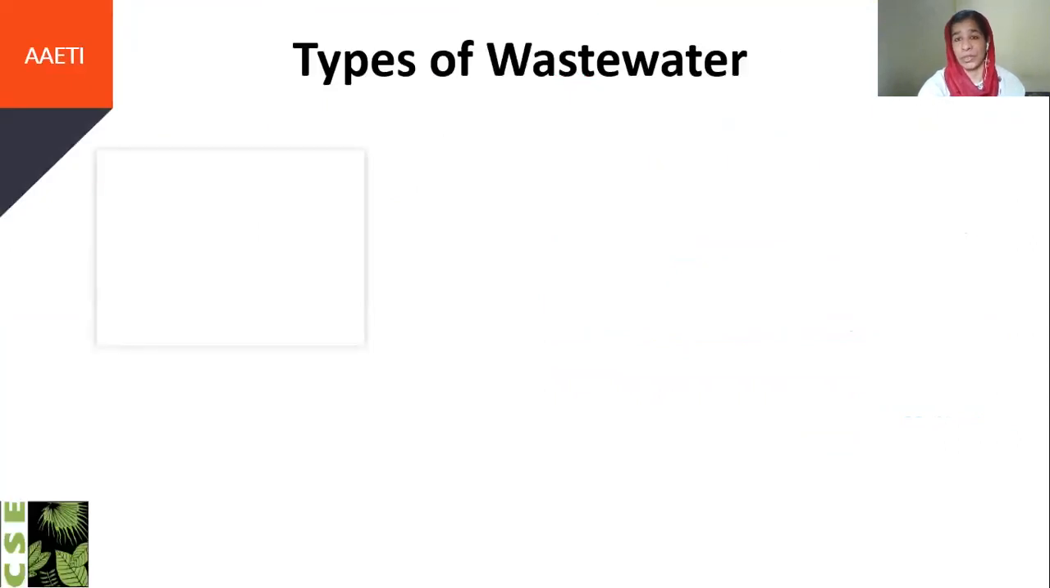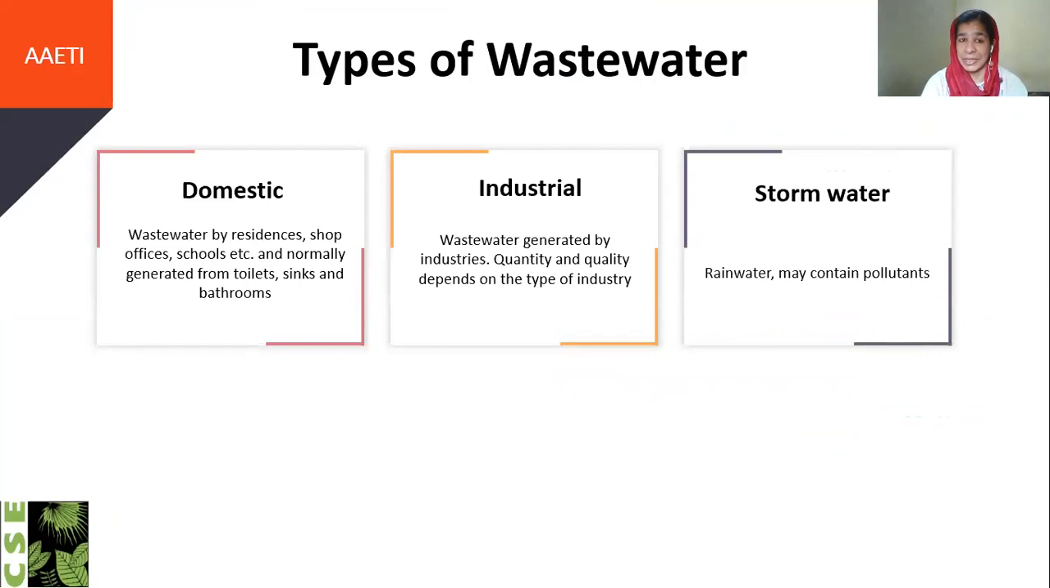Now, types of wastewater, there are three types of wastewater. One is domestic, industrial, and the third is stormwater. However, in this course, our focus will be on domestic wastewater and its treatment through the decentralized wastewater management approach. When we say domestic, that is the wastewater coming from residents, shops, offices, normally generated from toilets, sinks, and bathrooms. Industrial wastewater is generated by industries. However, the quality and the quantity will depend upon the type of industry. And the third is stormwater, which is the rainwater.